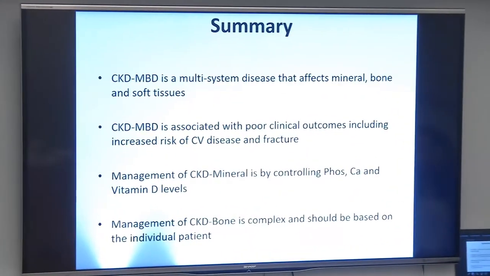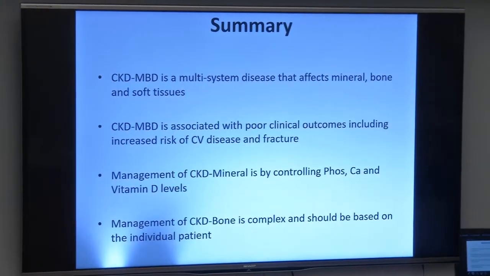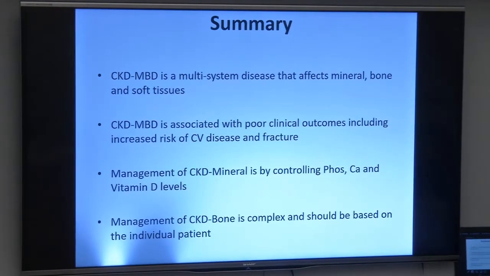So just to summarize, a couple of things to remember. MBD is a systemic disease, so no longer is this just renal osteodystrophy. Think of it as a global disorder of mineral, bone, and the vasculature. The clinical outcomes for MBD can be pretty severe, so think cardiovascular risk and bone fractures. We manage the MBD component by controlling phosphorus, calcium, and vitamin D. And then the bone component is unfortunately kind of complex.